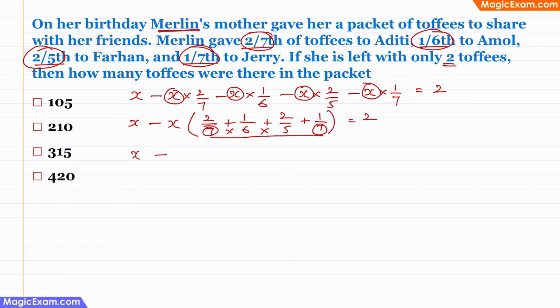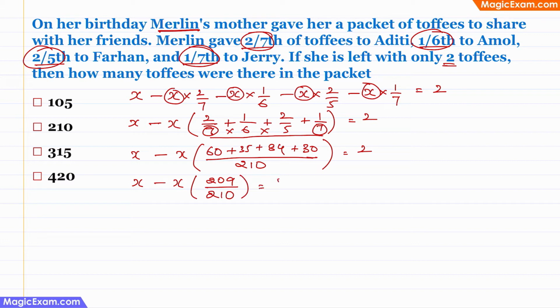Therefore, x minus x into 1/210, and since 7 30s are 210, it will become 60, plus 6 35s are 210, therefore 35, plus 5 42s are 210, therefore this will become 84, plus 7 3s are 21, therefore 30, right, is equal to 2. Now x minus x into, if we add up all of this, we'll get 209/210 is equal to 2. Now we take x on the other side, so it will become x into 209/210 is equal to x minus 2.